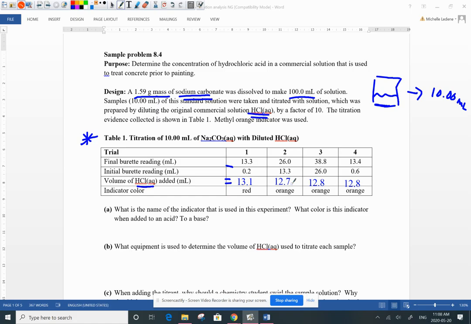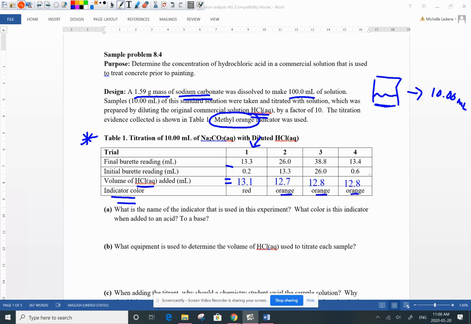So I'm doing that again for trial 2 and 3 and 4. And which one doesn't belong? This guy, right? Trial 1 is way off. Also, looking at the indicator, they're telling me up here that they're using methyl orange as the indicator. And if you go and look on your data booklet, you'll see that methyl orange is red at a pH of less than 3.2, and it is yellow greater than 4.4. So that in-between range is the range we're looking at.